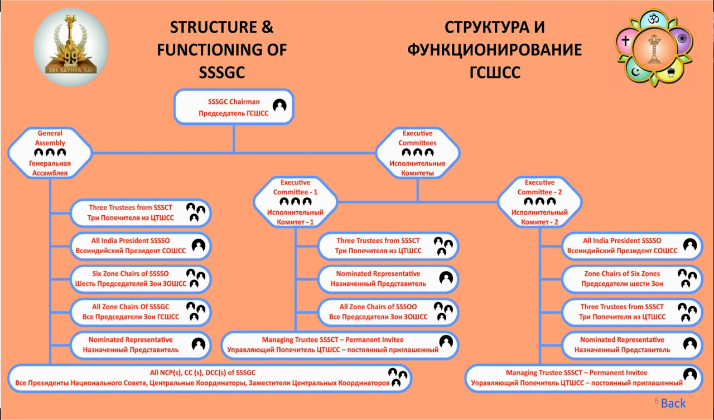So basically, Executive Committee 2 takes care of the functions of the All India Seva Organization, whereas Executive Committee 1 is mainly for the structure and functioning of the Shri Satya Sai Overseas Organization.